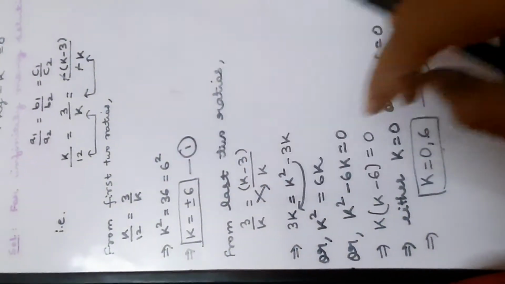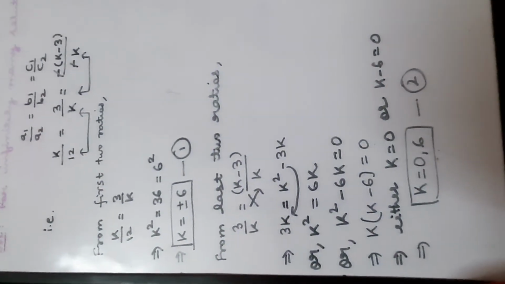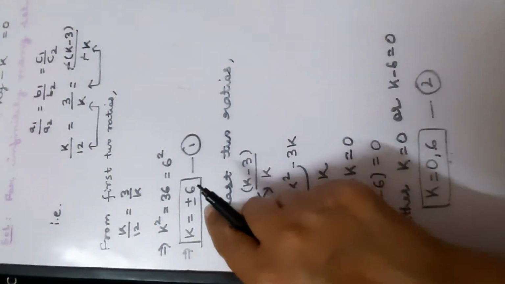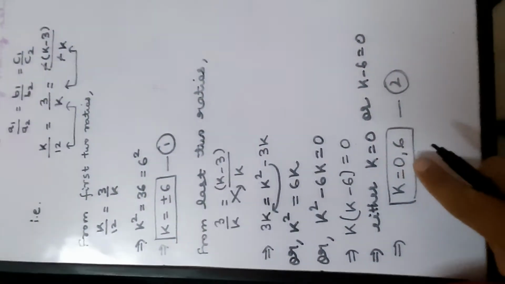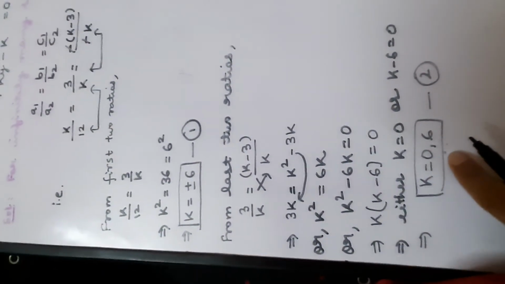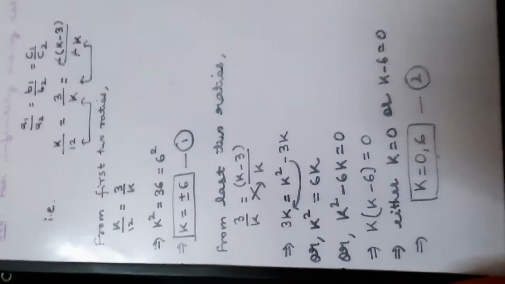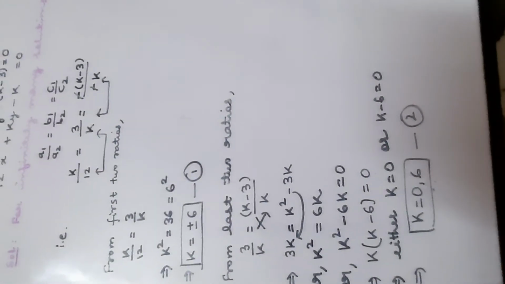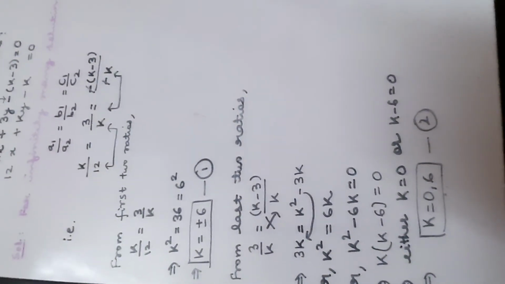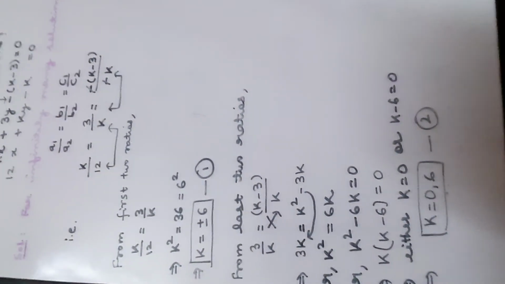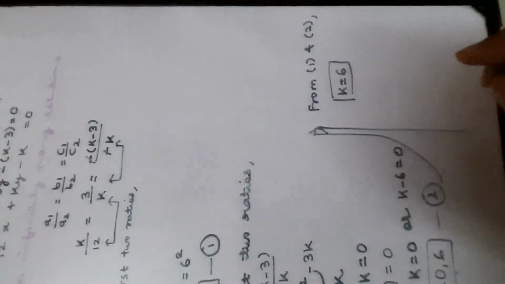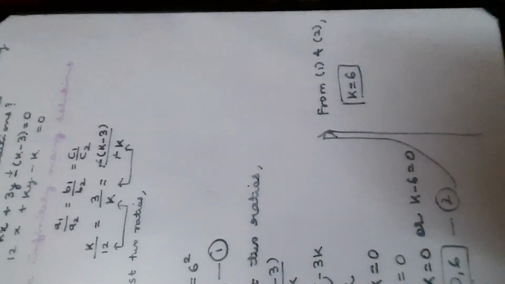Now from 1 and 2, what is the common value of k? This one has minus 6. This doesn't have minus 6. This has got 0. Equation 1 doesn't have 0. So from both the equations the common value of k is 6. So we shall have k equal to 6 as our solution. So from 1 and 2, k equal to 6.